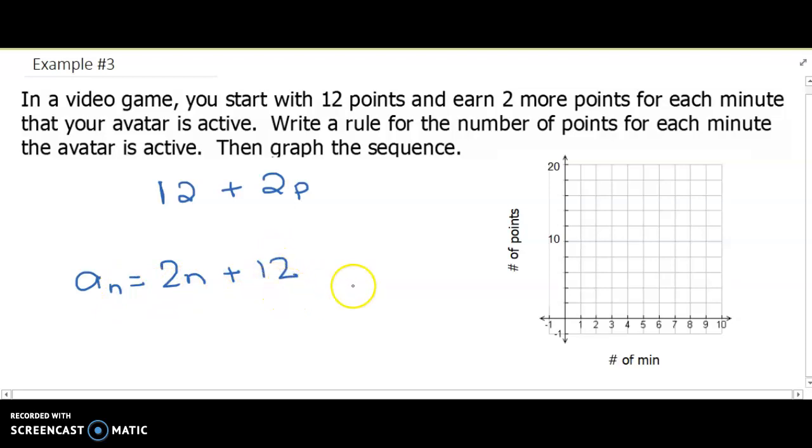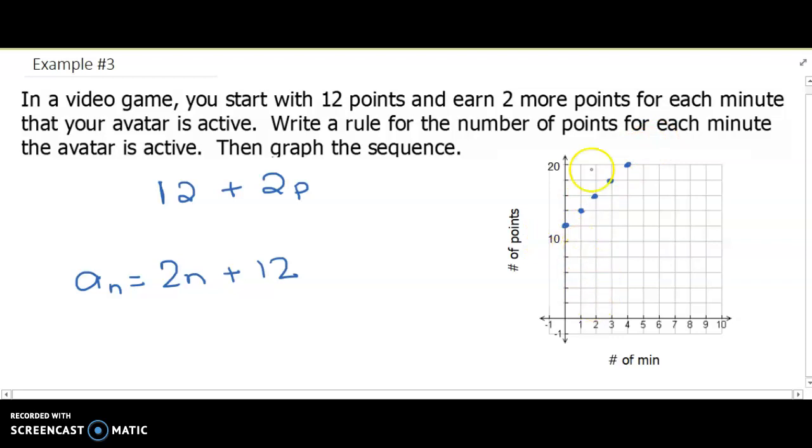Now if I go to graph this, I start at 12, right? And when my n is 1, I go up 2. When my n is 2, I go up 4, or another 2. So it'd go like this. And notice this is a discrete function, guys. It's not continuous, so I would not connect the dots.